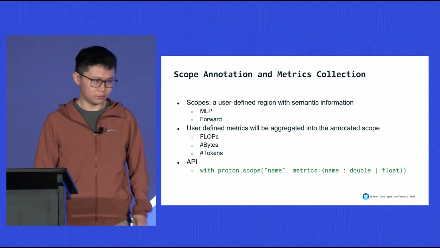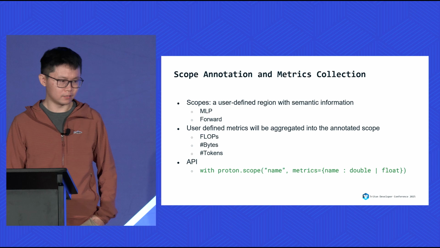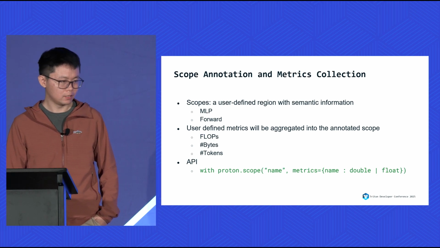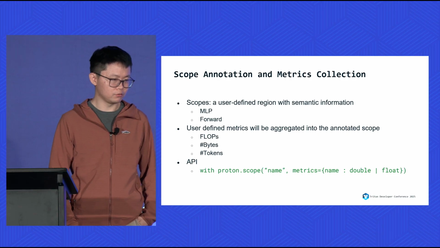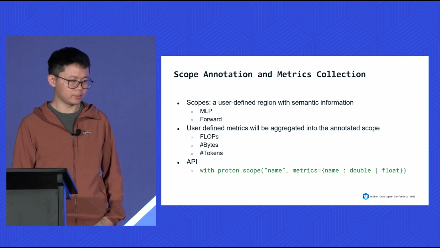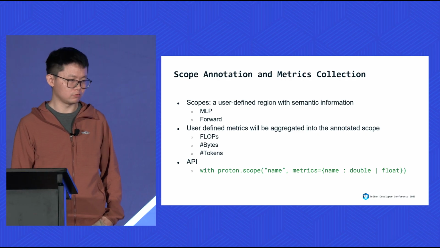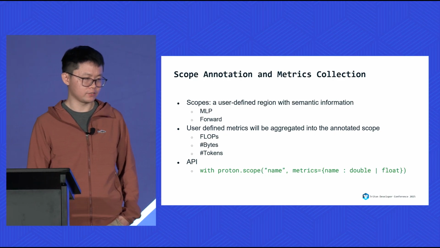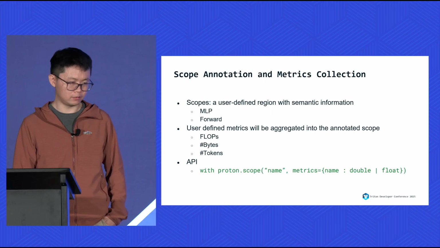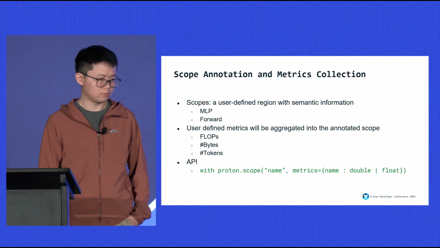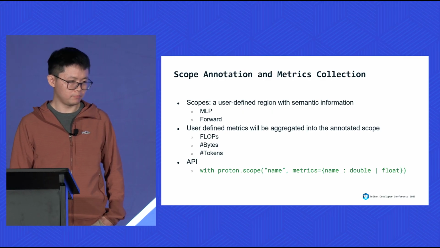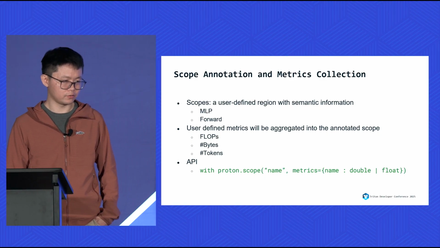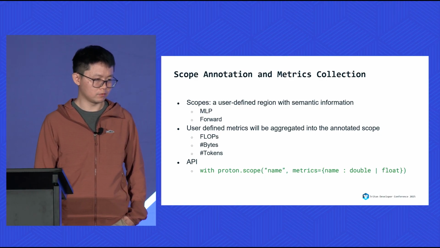Next, I'm going to introduce the scope annotation and metric selection, as well as the hook-based annotation and metric selection. We define scope as a user-defined region with semantic information. For example, you can define and group your modules like MLP, or you can define the execution phases like the forward phase or the initialization phase or the backward phase. Scopes can be associated with user-defined metrics such as number of flop operations, number of bytes, and number of tokens.